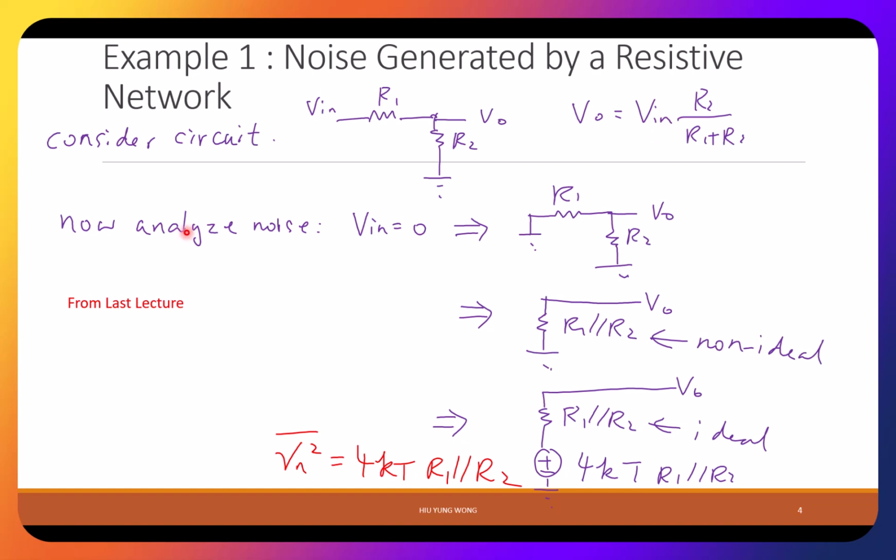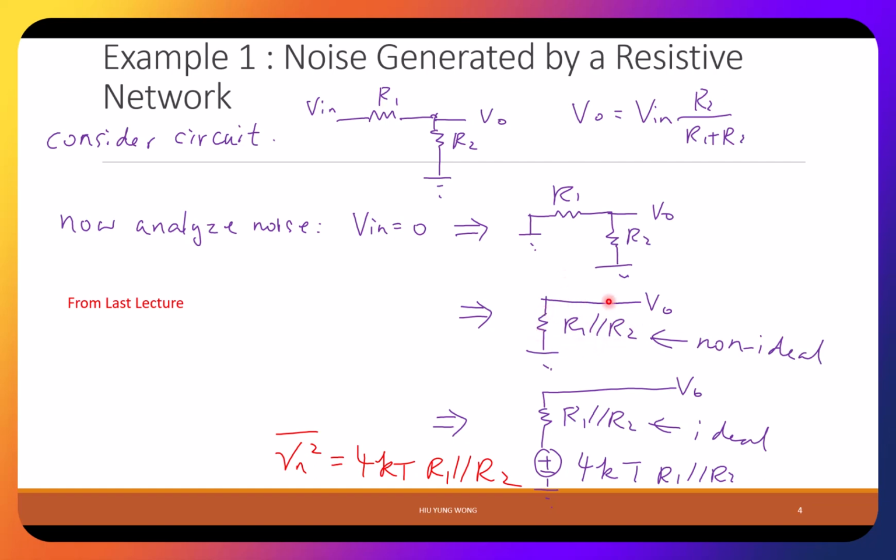Now I want to analyze the noise generated by this circuit. Because it's small signal, I can do superposition, and I don't need to care about V in now because I just want to know the noise. So I will just put 0 at V in. As a result, I have a ground there. Then these two appear to be parallel because they have the same node and the same grounded node. So this is just R1 parallel R2.